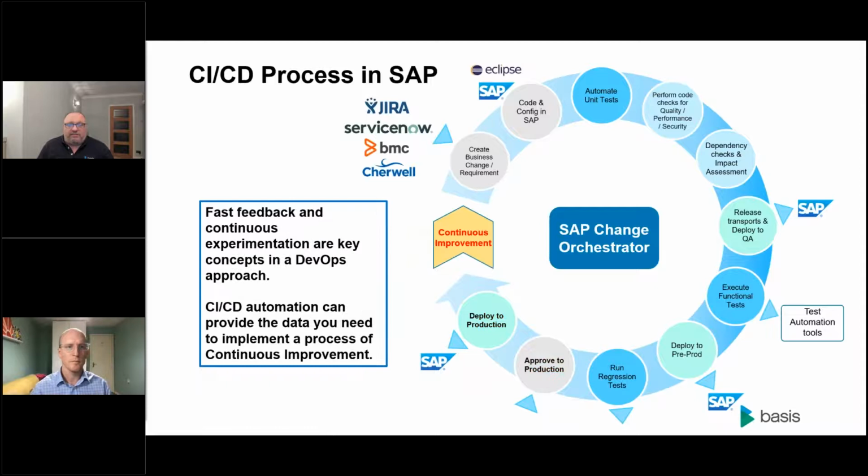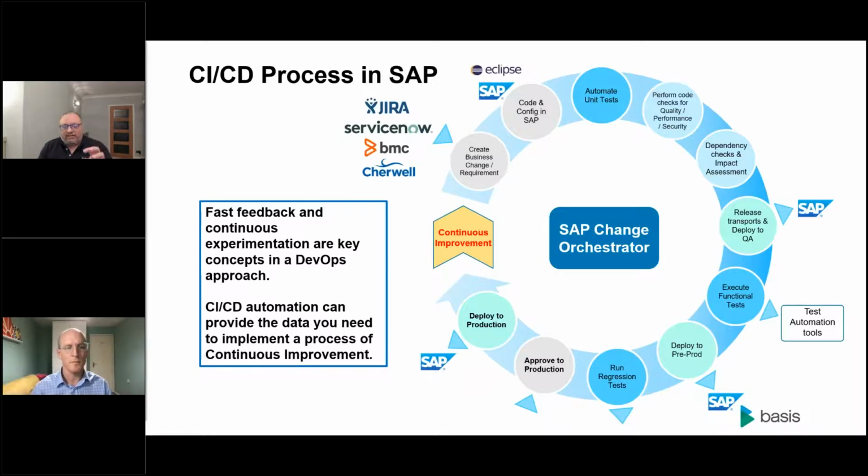And last but not least, to finish the circle off, we're then looking at continuously improving this whole end-to-end process. So all the way through this process, our SAP Change Orchestrator needs to be gathering the metrics and the KPIs that are required, so that after each deployment, we can look and see what went well in this cycle. That's great. Give ourselves a pat on the back, but also see where we can improve the process.